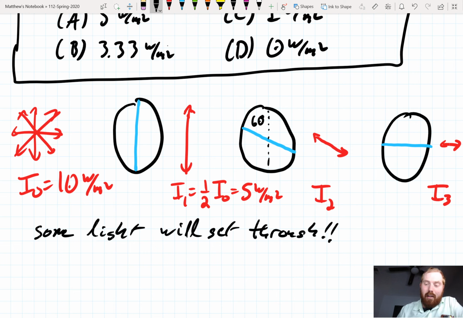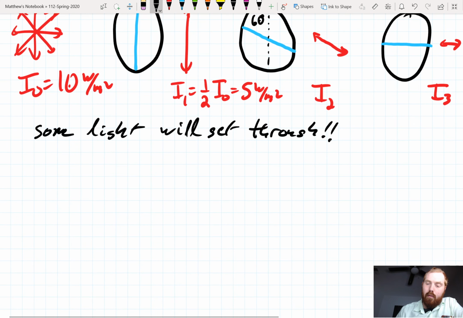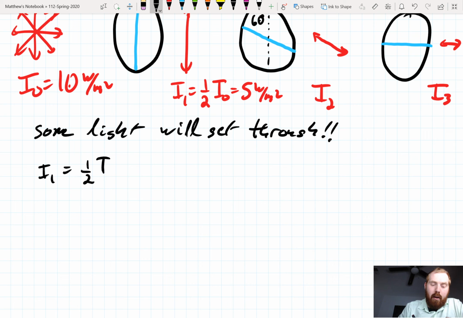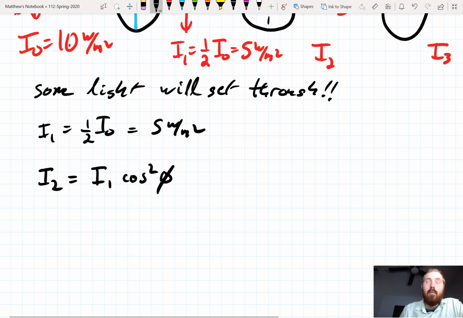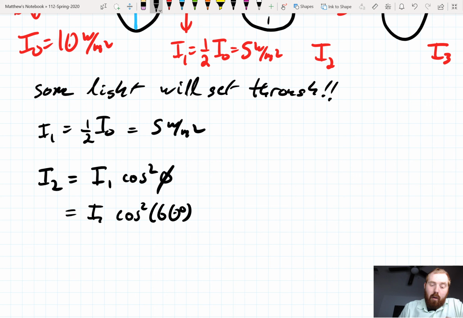So now let's work this out together. Let's work out all these steps. So, I1, I2, I3, let's calculate all these guys. We know what I1 is. We know I1 has to be 1/2 I0, or 5 watts per meter squared, right? What is I2? Well, I2 is going to be the incident I1 times cosine squared phi. Well, we already told you, 60 degrees. So cosine squared of 60 degrees.